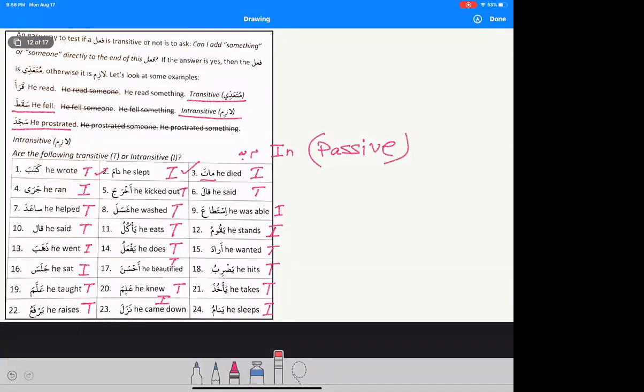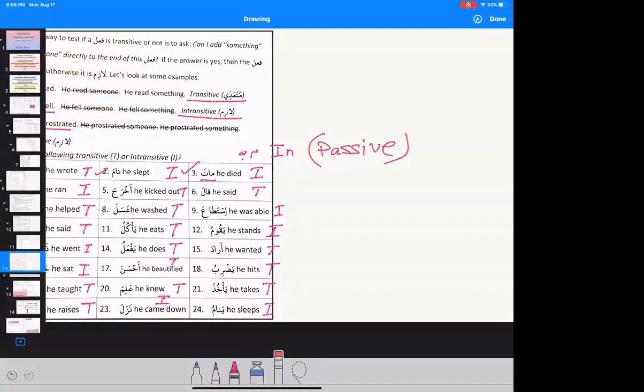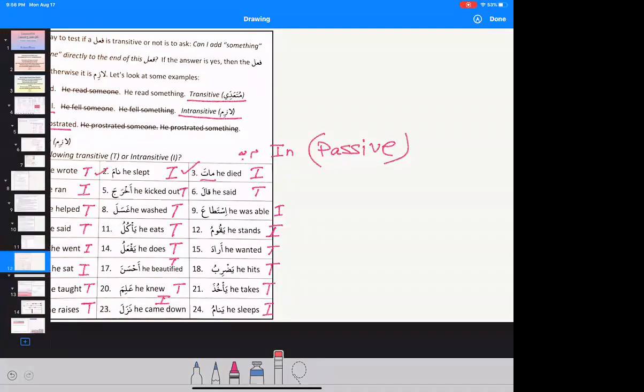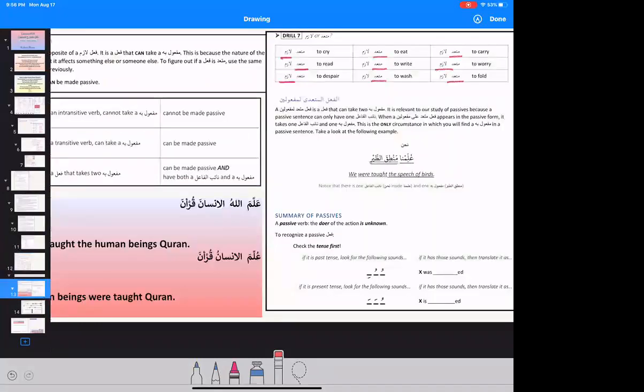Akhraja, he kicked out. He kicked out something, makes sense. So this is our transitive. Qala, he said something, makes sense. So this is our transitive. So this is how you are going to test. At the end, we are going to do it, inshallah. So let me finish my lesson. Now let's see some more examples here.